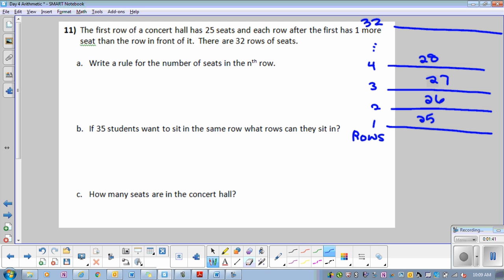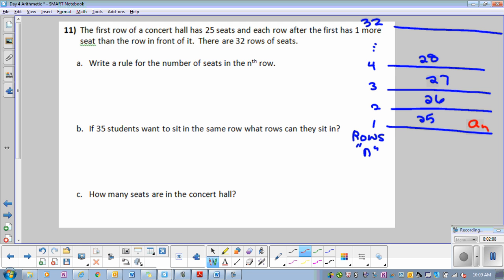So here's the thing. We need to write a rule for the number of seats in the nth row. So the row, this is your n. And these actual numbers, those are your a sub n. Remember I told you if you have the a with your n, I want the actual number, right? Not just the row or the place number. I want the actual number.